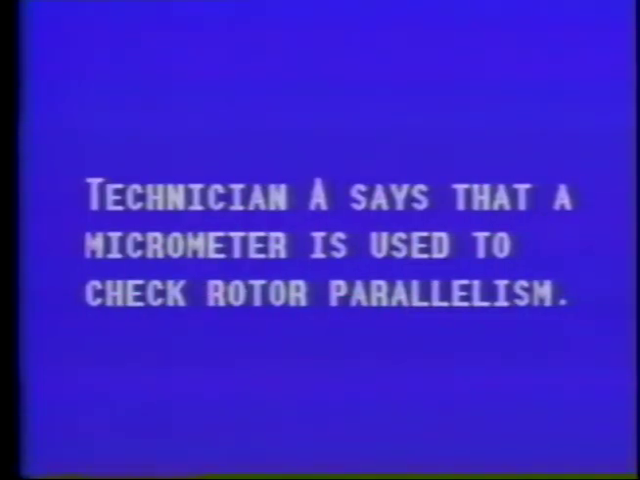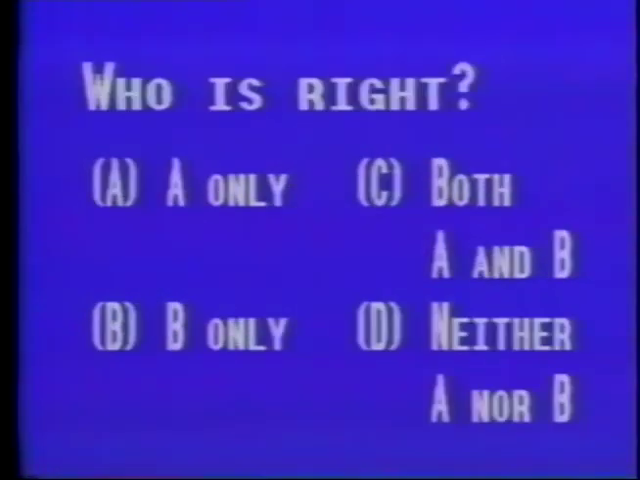Technician A says that a micrometer is used to check rotor parallelism. Technician B says that a dial indicator is used to check rotor lateral runout. Who's right? A only, B only, C, both A and B, D, neither A nor B.